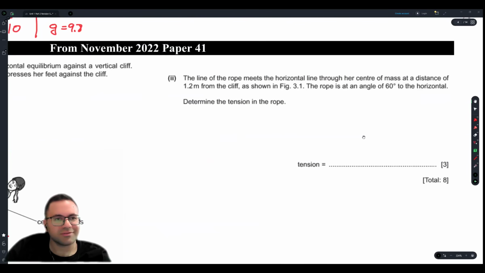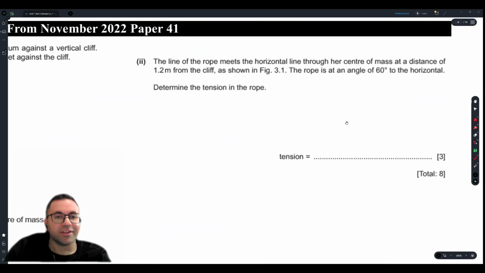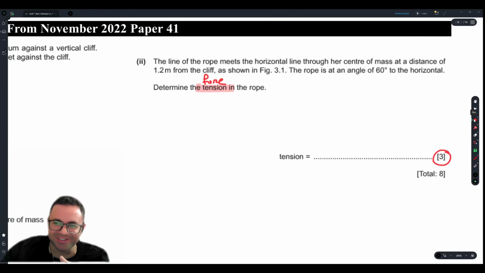Hold on. Let's have fun. The line of the rope meets the horizontal line through her center of mass at a distance of 1.2 from the cliff. The rope is at an angle of 60 degrees to the horizontal. Determine the tension in the rope. This is just a fancy way of saying, what is the force in the rope? Exactly, the 3 mark question. All right, look at it, smiling menacingly at you.